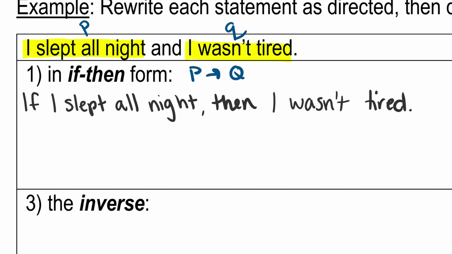Okay, now you got to figure out if that's true or false. So here's how you do that. You have to think, is there ever a time where I did sleep all night, but then I was tired? So you flip the second part. And if there's ever a time where that is true, then it's false. I know that might sound confusing. So you can say, if I slept all night, I wasn't tired. Okay, that's generally true, right? But is there ever a time where I slept all night and I was tired? Well, sure. That happens all the time, right?